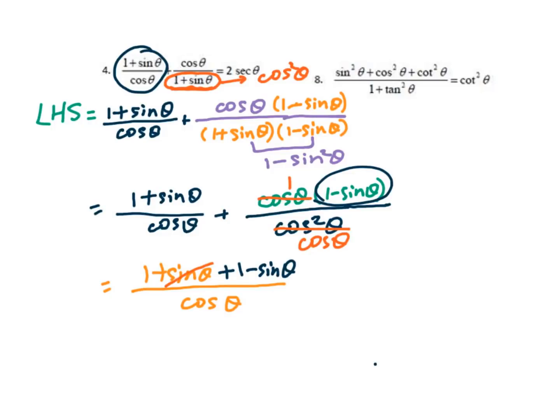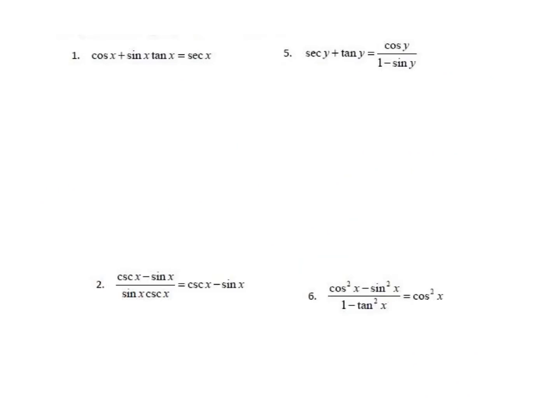Then I combine like terms, cancel out. We got the 2 over cosine theta. That is 2 secant theta. That's the right side. We finished the proof. Now let's go to number 5.